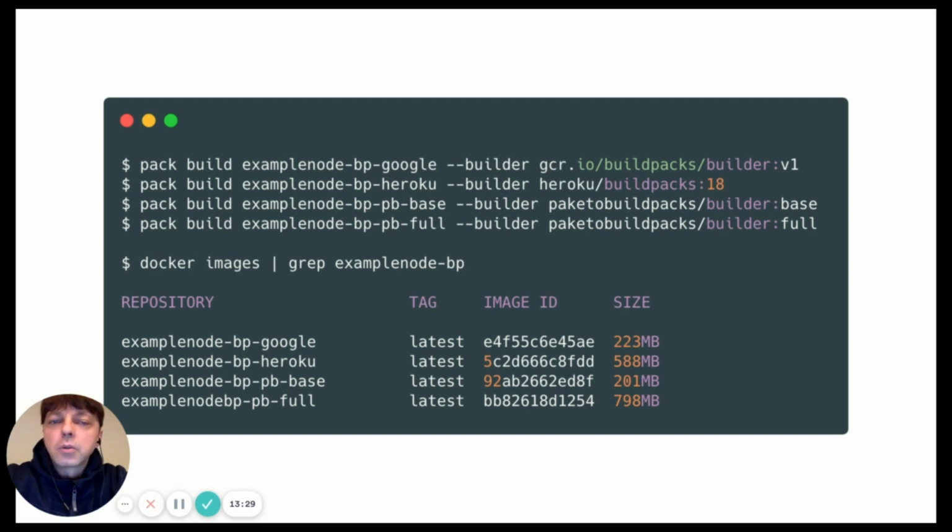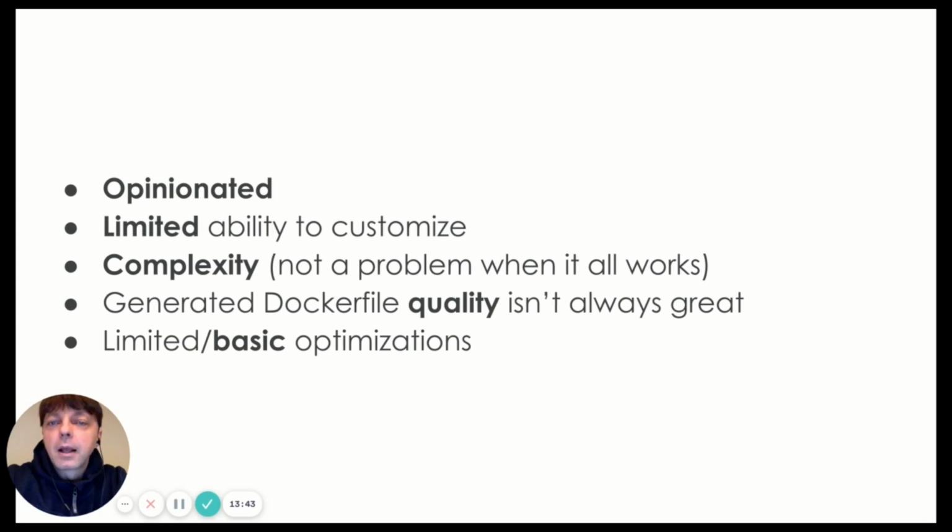With buildpacks, you also need to define a Procfile to declare your application entry point, or you will need to structure your application in a certain way. For example, for Node.js, you need to define the start script in the package.json file. Keep in mind that these tools are pretty opinionated, with limited ability to customize for some of these options.